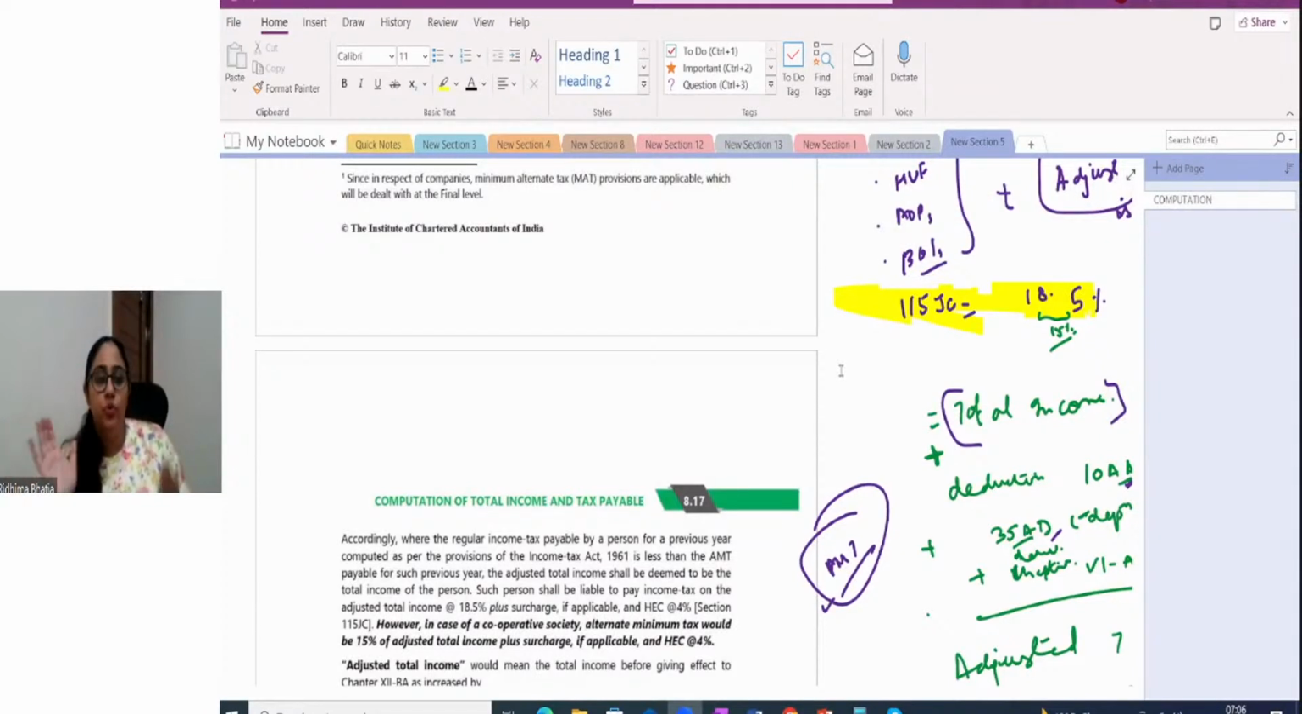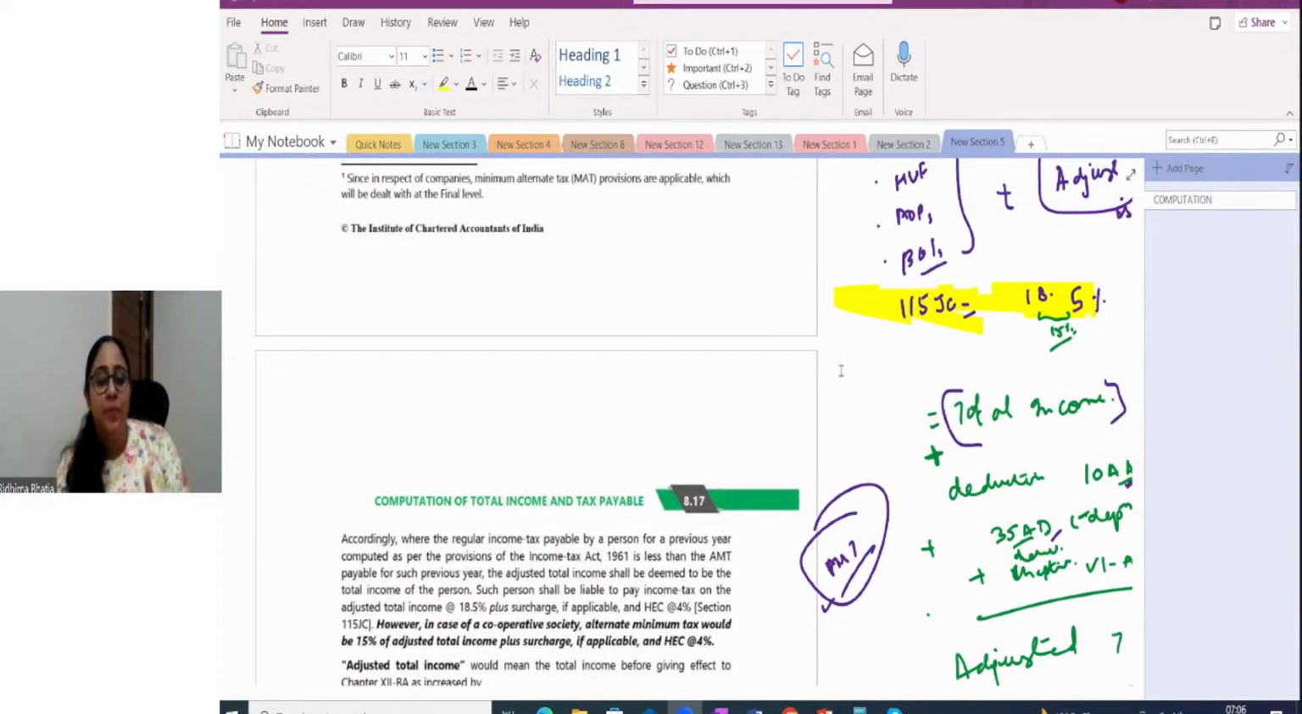Now, computing the tax liability does not end here. After the tax, you have to add surcharge, if applicable. Surcharge is applicable on higher income groups, on income above 50 lakhs. It is 10% up to 1 crore; for 1 crore to 2 crore it is 15%, for 2 crore to 5 crore it is 25%, and above 5 crore it is 37%.